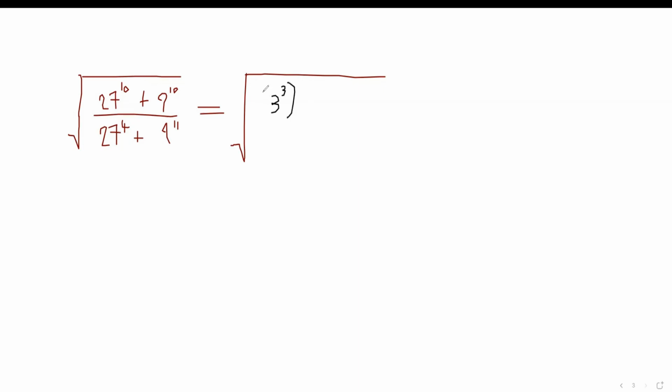So 3 cubed to the 10th, plus you change 9 to 3 squared, so 3 squared to the 10th. We can do the same for the bottom, making everything in terms of base 3. So this is 3 cubed to the 4 plus 3 squared to the 11. Now all I have to do is simplify.